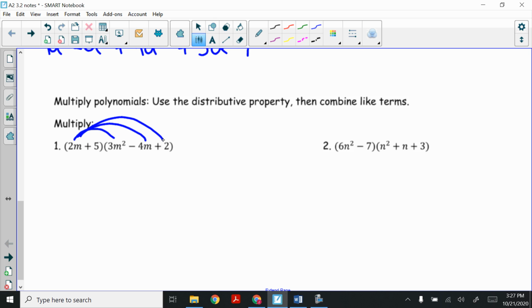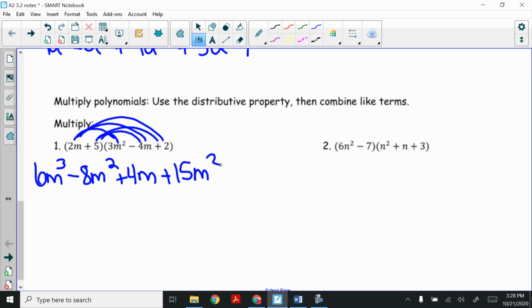So 2m times 3m squared gets me 6m cubed. Remember, I add my exponents, so 1 plus 2, 3. 2m times negative 4m gives me negative 8m squared. 2m times 2 is plus 4m. Now I take the 5 and I distribute it to all three terms over here. So 5 times 3m squared gets me plus 15m squared. 5 times negative 4m is minus 20m. And 5 times 2 is plus 10. So I've distributed. Now I combine like terms.